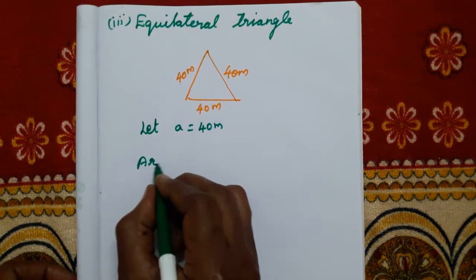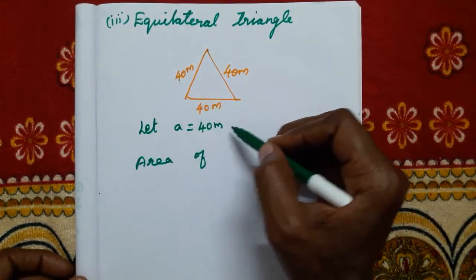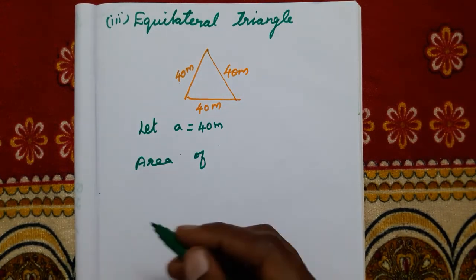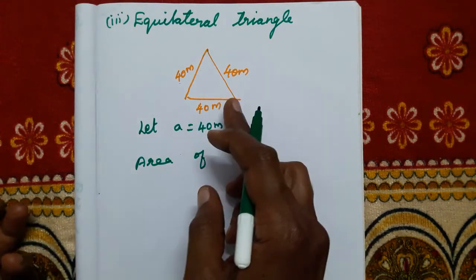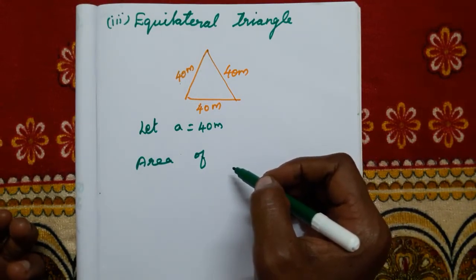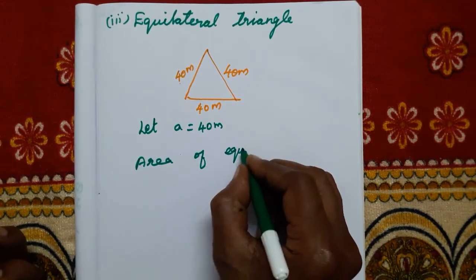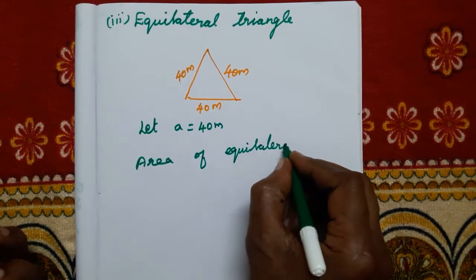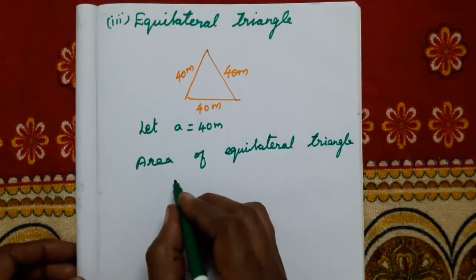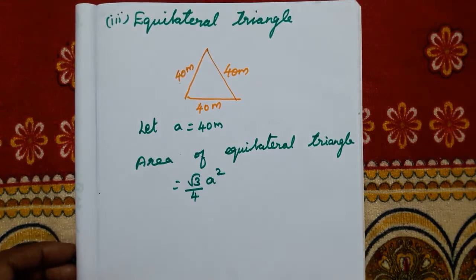So area of equilateral triangle, what's the formula? Here also you can use the Heron's formula. A is equal to 40, B is equal to 40, C is equal to 40, like that take it, and you can use Heron's formula also. From the Heron's formula only, we are taking area of equilateral triangle is equal to root 3 by 4 A square. Root 3 by 4 A square.